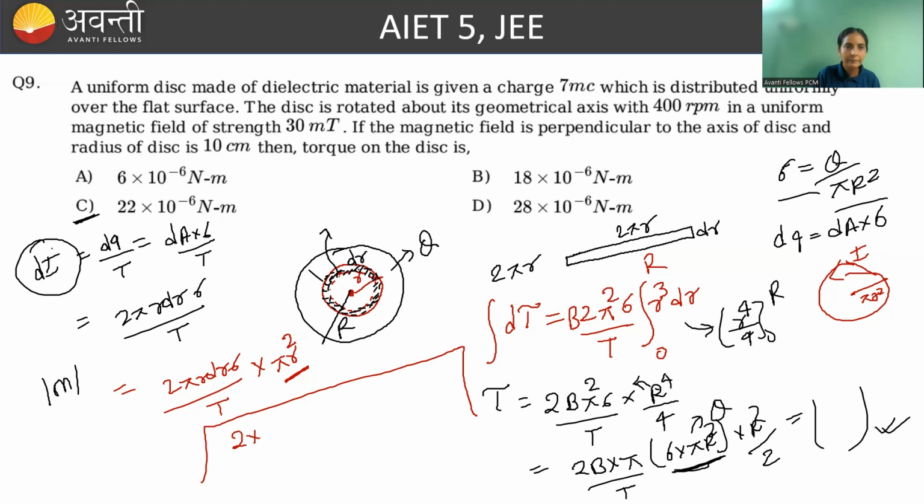So 2 into B, the value is how much? That is 30 millitesla. 3 into 10 to the power minus 2 into 3.14, okay, into q is again 7 into 10 to the power minus 2. R square, r is 10 centimeter, so r square is 10 to the power minus 2 meter square, divided by how much? 2 into T. T is how much? 2 pi by omega, and omega value we have got already, how much? 40 pi by 3. Omega value is 40 pi by 3.